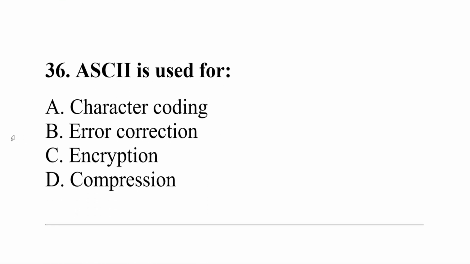Question number 36. ASCII is used for option A character coding, B error correction, C encryption, D compression. And the correct answer is option number A, that is character coding. It means ASCII represents letters, numbers and symbols.